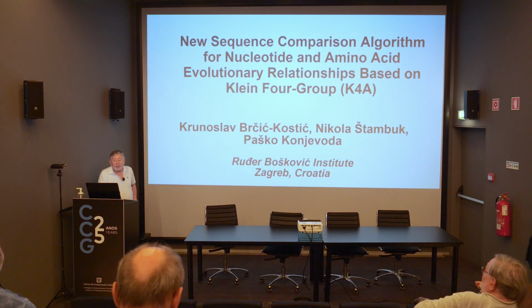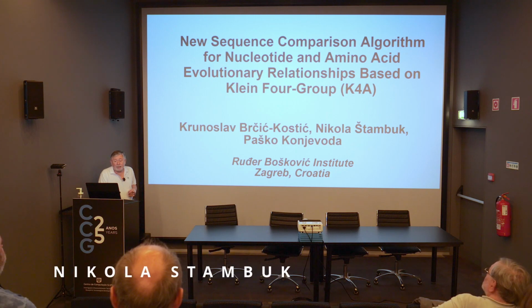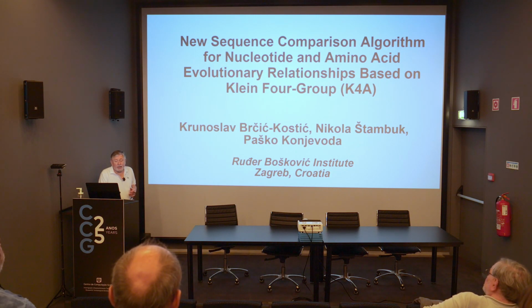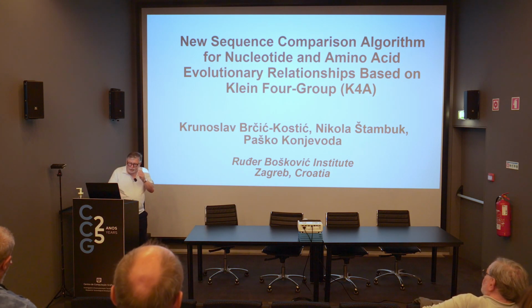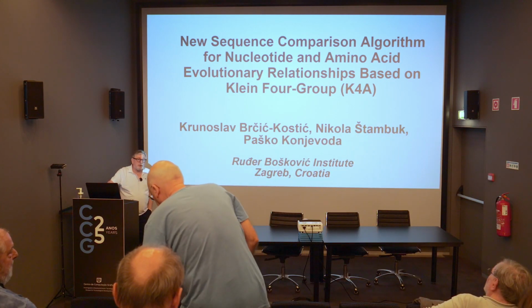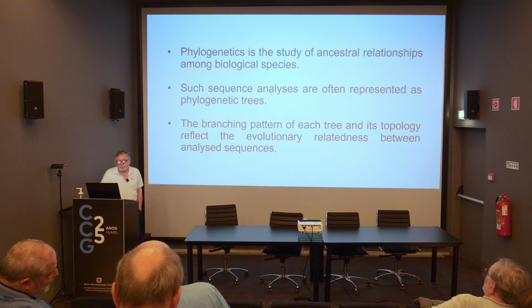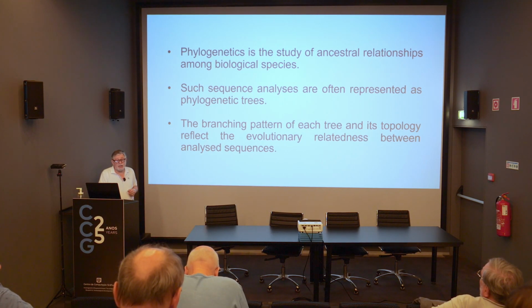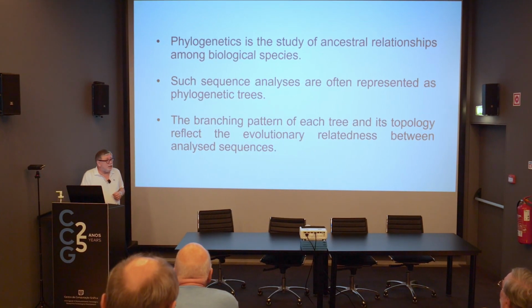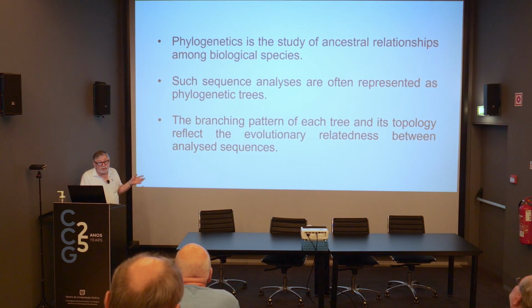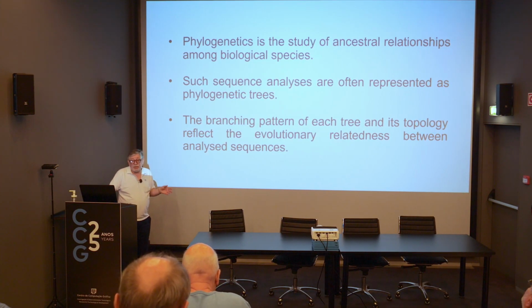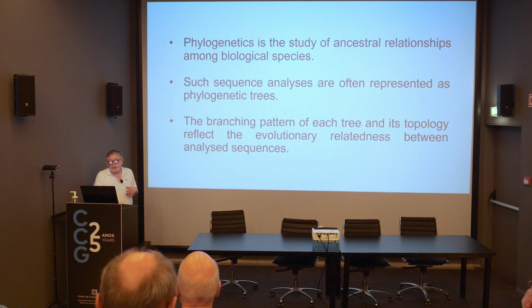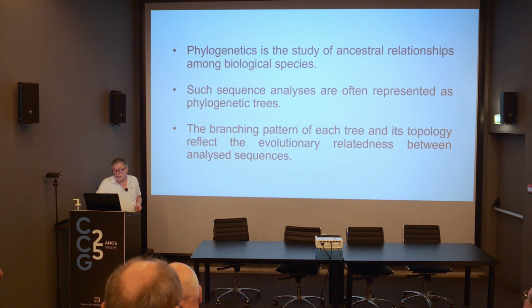Ladies and gentlemen, I'll speak about an algorithm for the analysis of evolutionary relationships, and so comparing different sequences. It's based on Klein 4 groups. Phylogenetics is the study of ancestral relationships among biological sequences, and sequence analysis is often performed. These are presented as phylogenetic trees, where the branches of the tree reflect the evolutionary relatedness between the sequences.